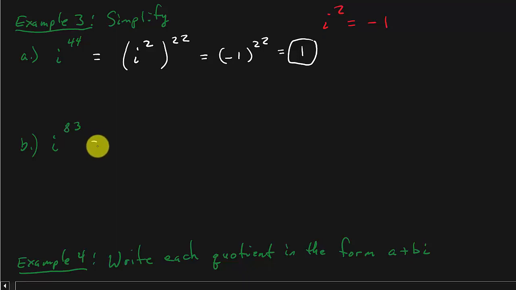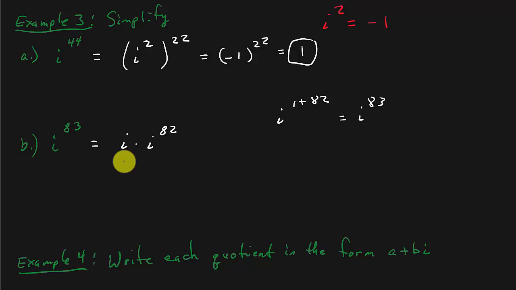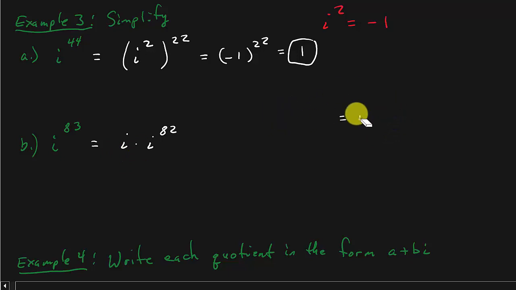So the first thing I'm going to do is this i raised to the 83, I'm going to rewrite it as i times i to the 82. I just split it up. Now remember, this is i to the first power times i to the 82nd. That's equal to i to the 1 plus 82, which gives me i to the 83, right? I just rewrote the problem. That's all I did. Remember, when you have like bases and you're multiplying, you add the exponents.